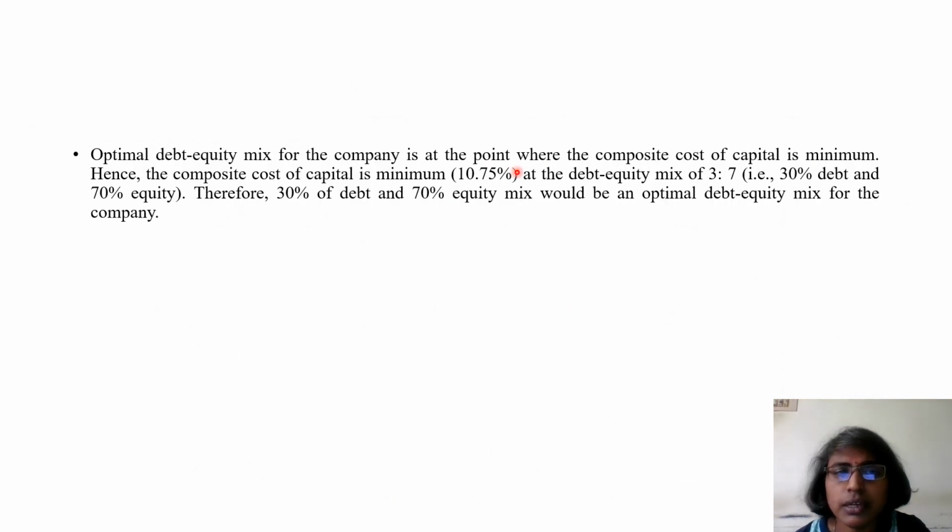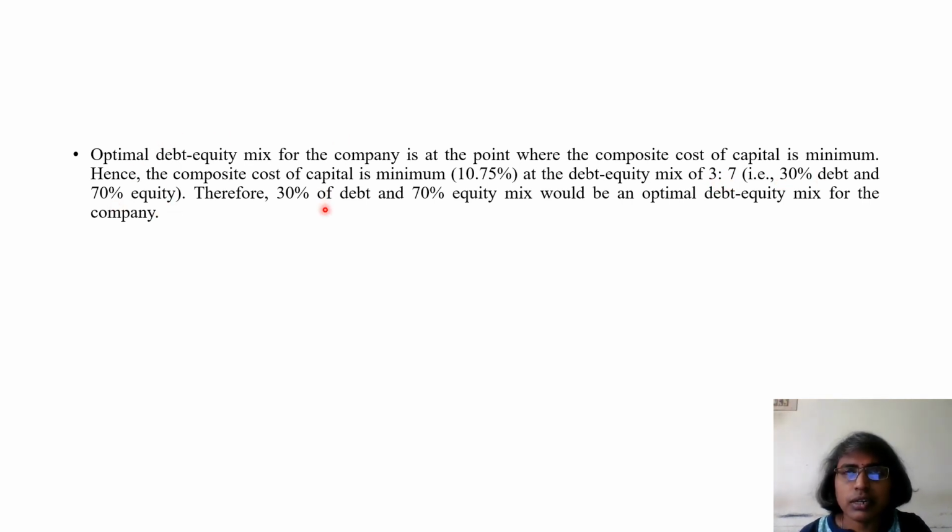The next step is to find out the optimal debt equity mix. To find it, from the composite cost of capital we need to identify the least composite cost of capital. Among all the proportions, 10.75 is the least composite cost of capital. The corresponding debt equity mix is 3 is to 7, which means 30% debt and 70% equity.